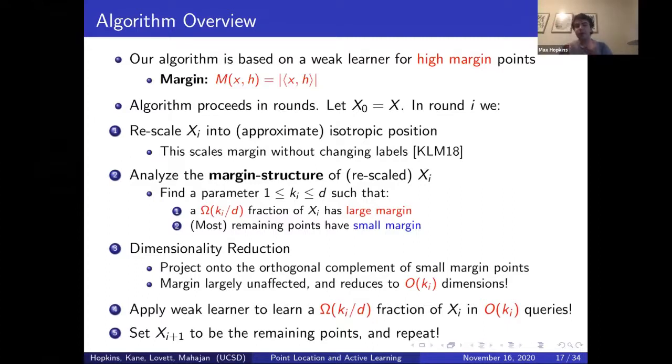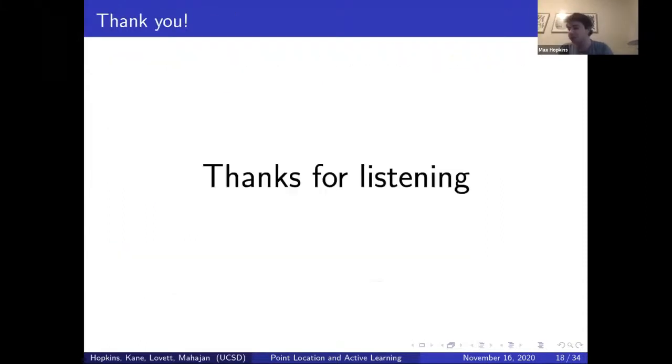Because of the way that we've coupled the number of queries we make to the fraction of x that we learn, it's not too hard to show through a boosting argument that this only ends up taking about d log n queries. So I think I'm out of time.